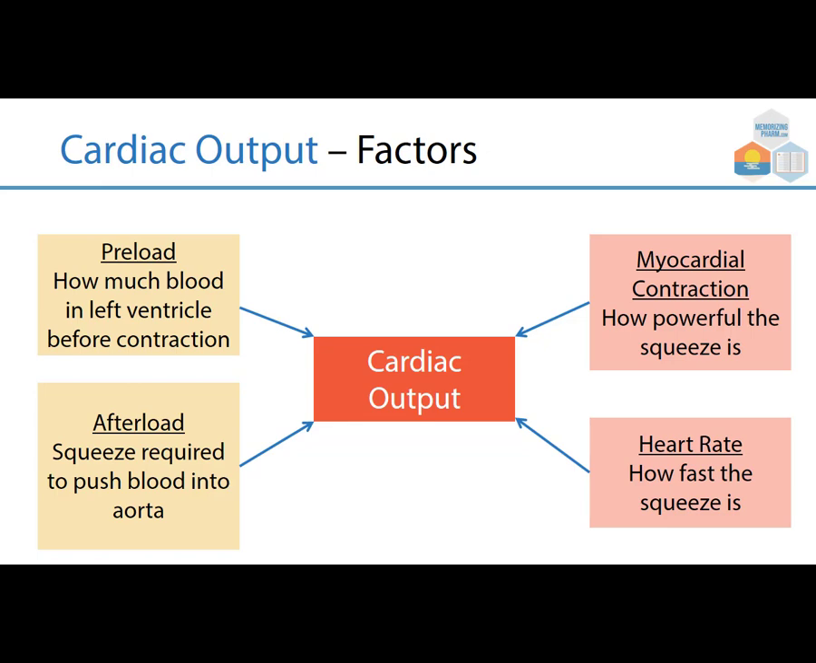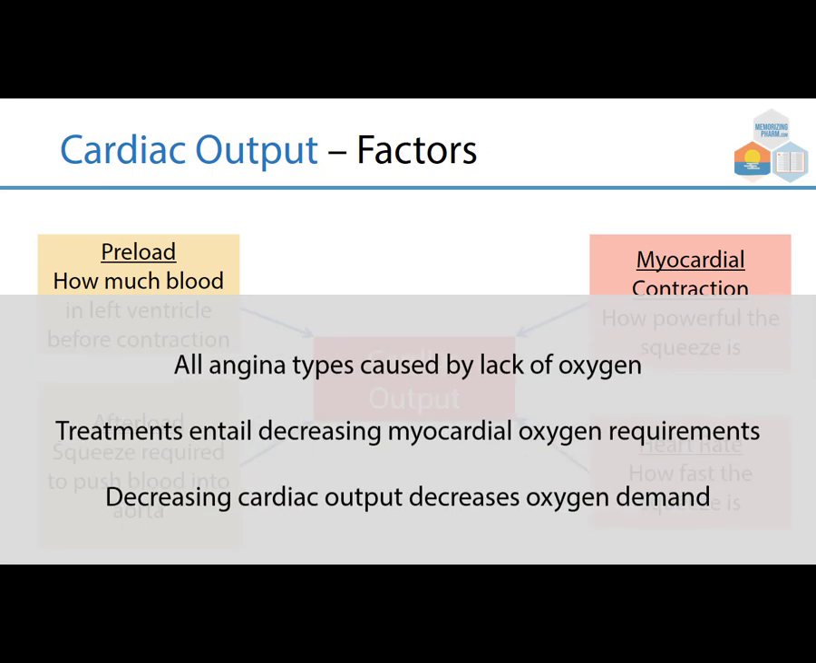So the more the heart works, the more oxygen it needs. And treatment involves decreasing how much the heart needs to work or getting it more oxygen. So again, less demand, it needs less oxygen, or getting more oxygen, more supply. All angina types are caused by a lack of oxygen, and the treatments entail decreasing myocardial oxygen requirements. So if we're decreasing cardiac output, we can decrease oxygen demand. But let's first take a look at the classifications, or the three types of angina.